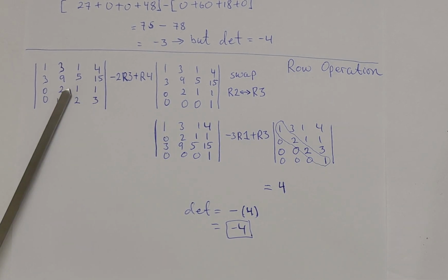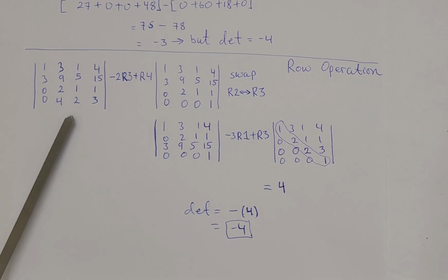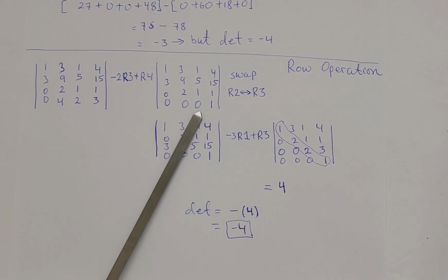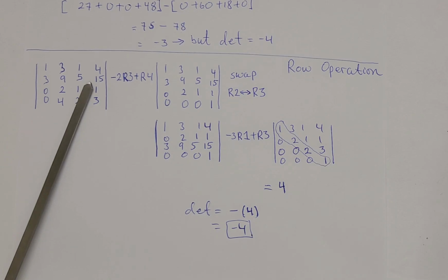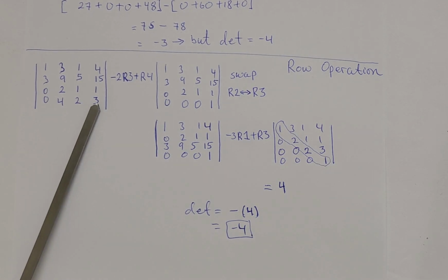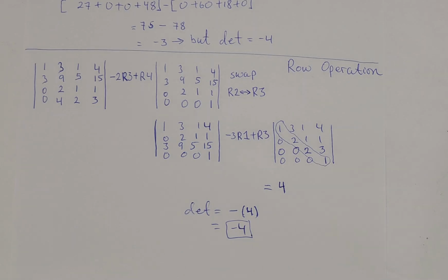Negative 2 times 1 gives me negative 2. Negative 2 plus 2 gives me this 0. Negative 2 times 1 gives me negative 2. Negative 2 plus 3 gives me this positive 1. Okay? Now, if you look very carefully, there's a reason why I leave the second row alone.